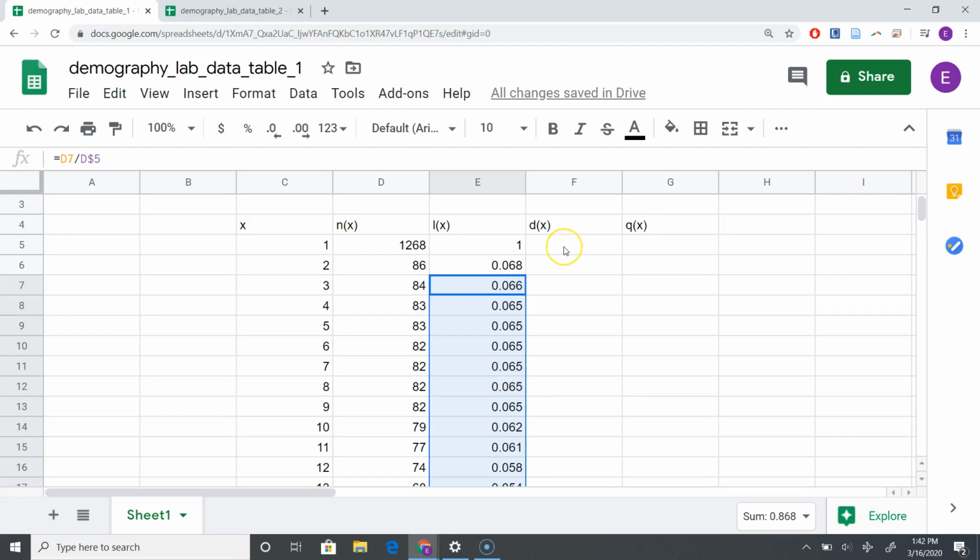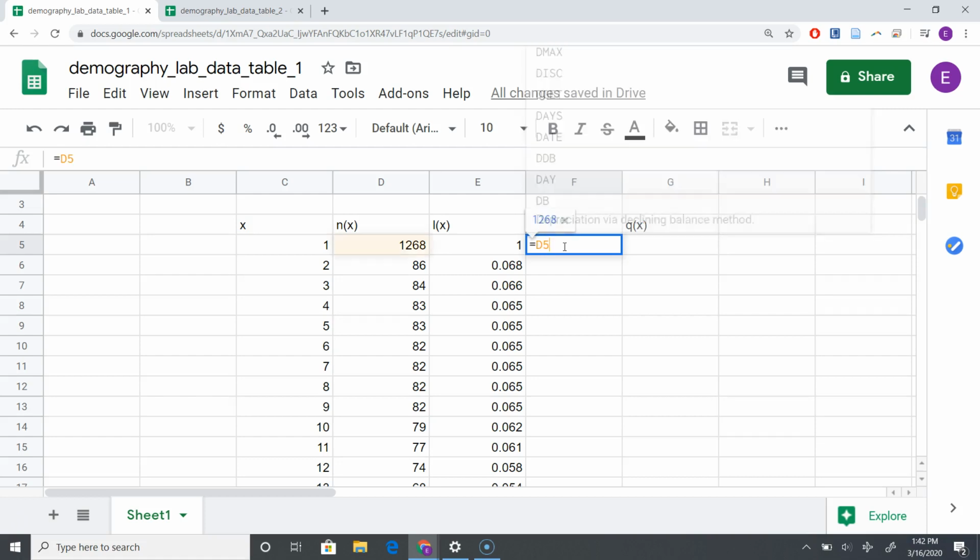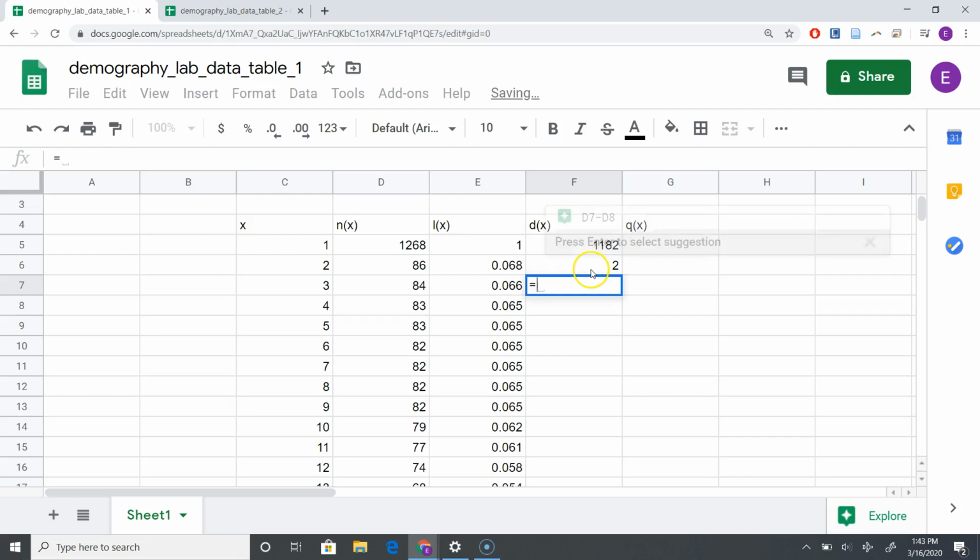Now we're going to calculate D of X, or the number of individuals that are dying in each generation. So we're going to say equals D5 minus D6. 1182. So that's a lot of individuals that died. We could do the same thing here. We're going to say equals D6 minus D7. 2 individuals died here, equals D7 minus D8.